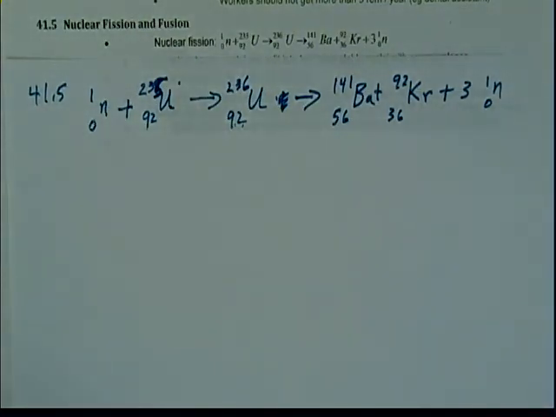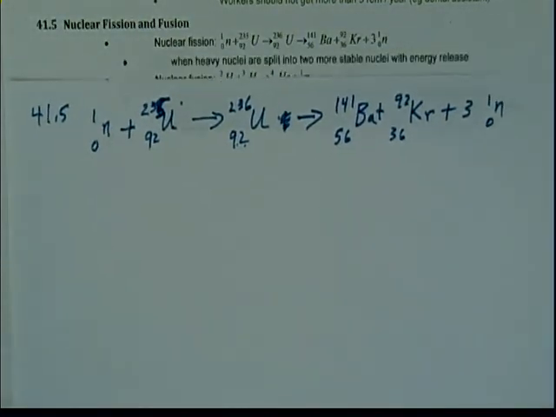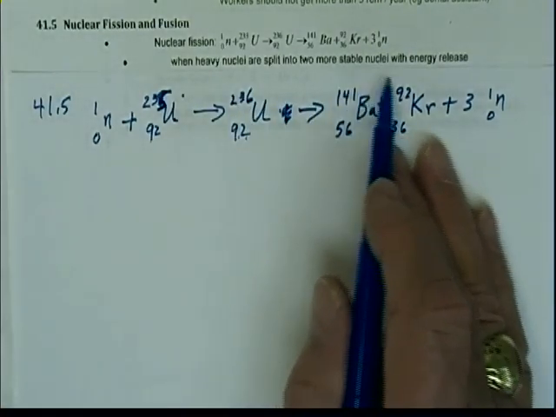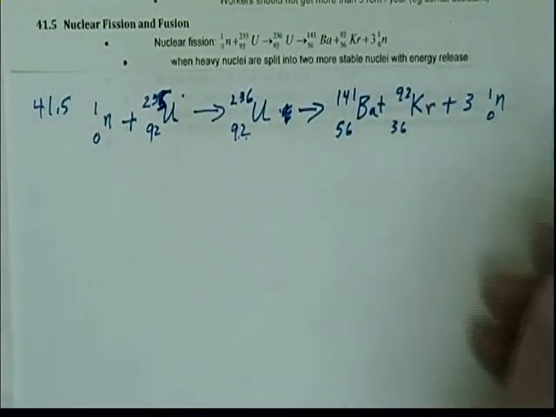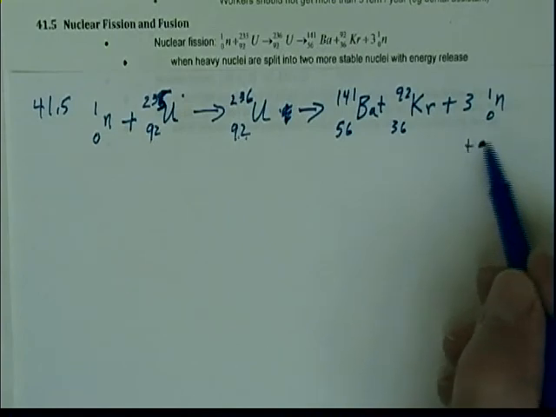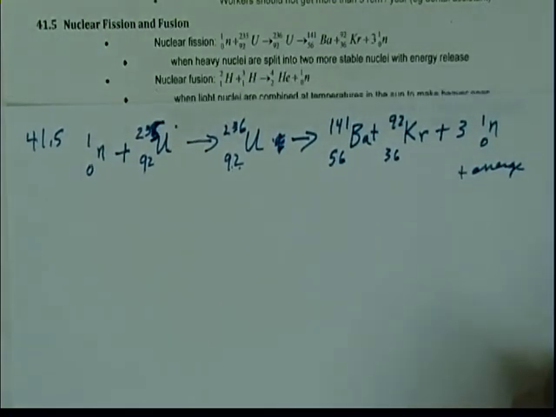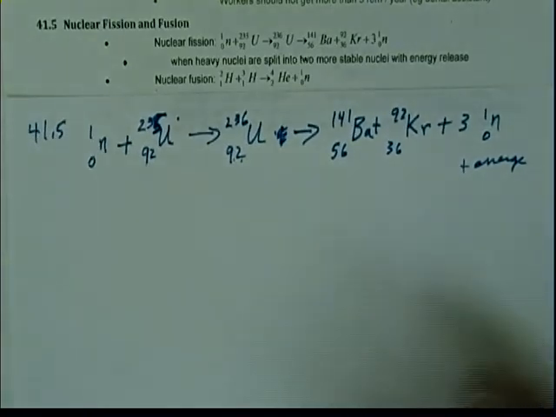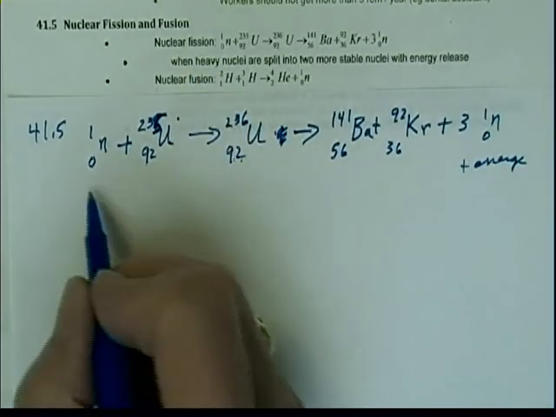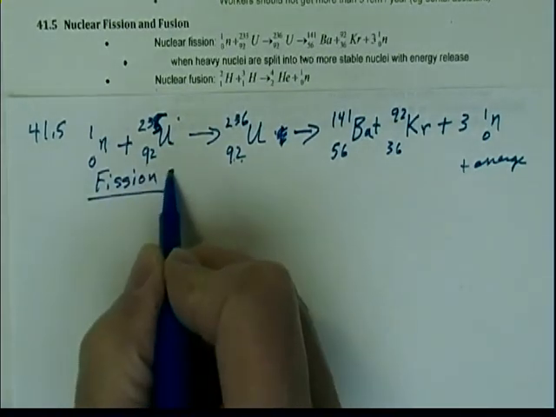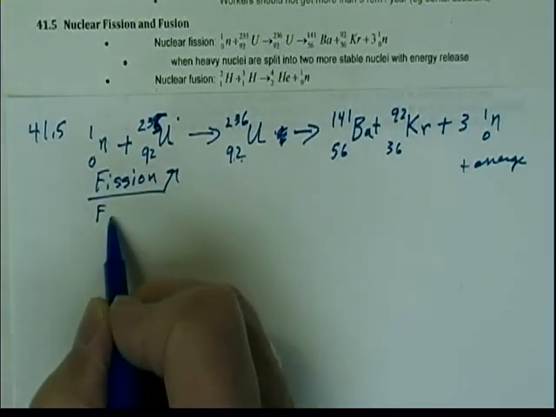forth. Okay, well, this is an example of a heavy nuclei that's split into 2 or more stable nuclei with an energy release. Of course, there's plus energy. A lot of energy comes out with these neutrons. Now let's look at a different type of thing. This is called fission. Now let's look at fusion.